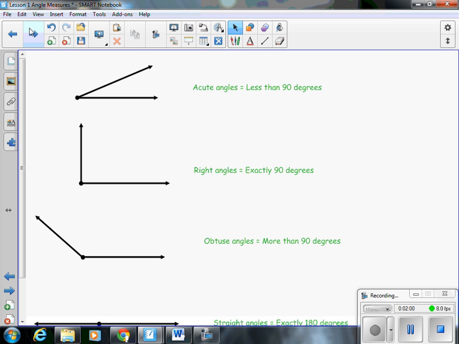All right, here are some examples of acute, right, and obtuse angles. An acute angle is an angle that measures less than 90 degrees. A right angle measures exactly 90 degrees, and obtuse angles measure more than 90 degrees.